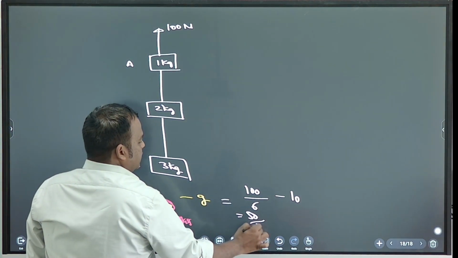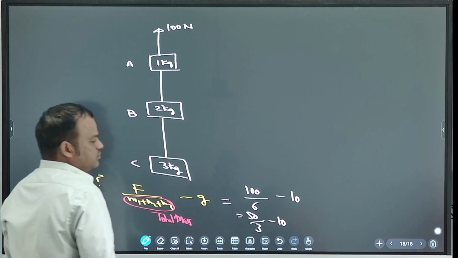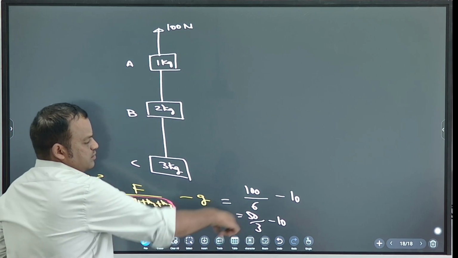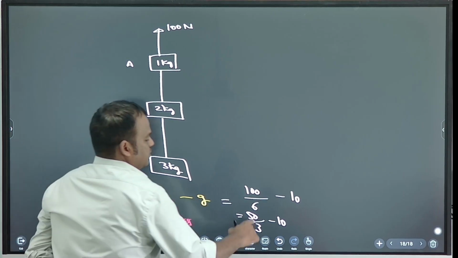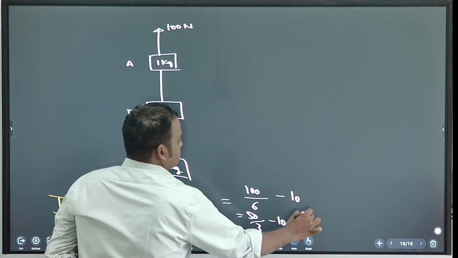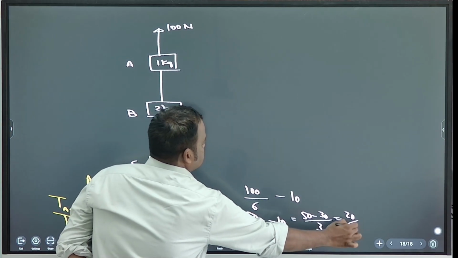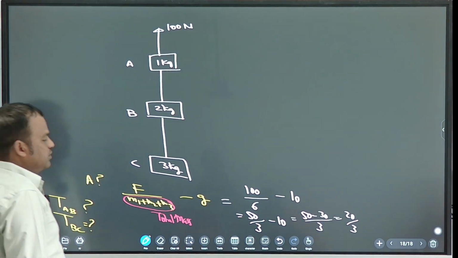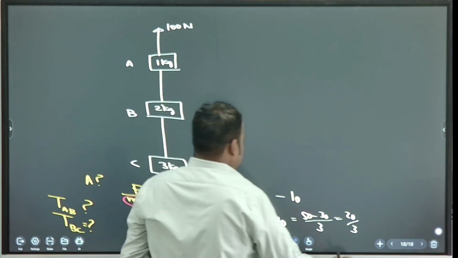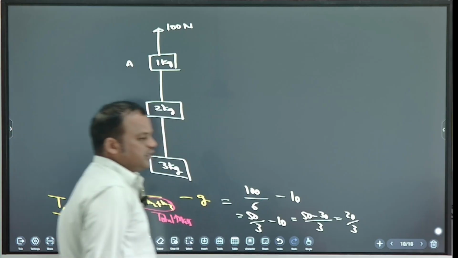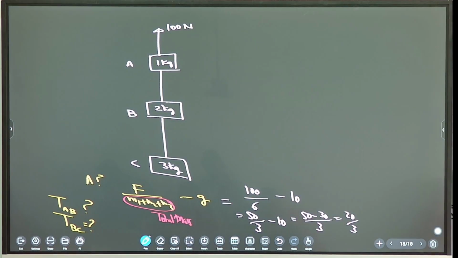50 by 3 minus 10. Solve this. 50 minus 30 by 3. Answer: 20 by 3. Or you can say 2g by 3. Okay, fine. Note down: acceleration is 20 by 3.